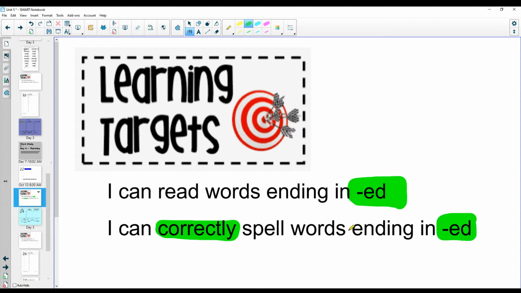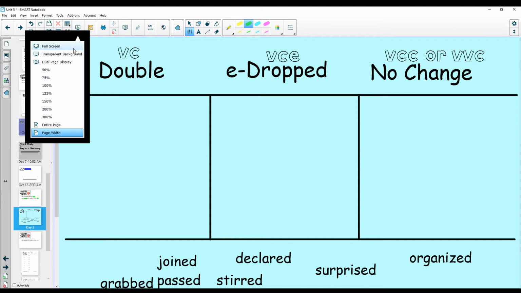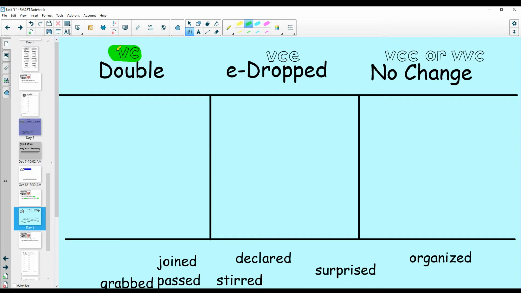So we're going to look at a list of words today and sort them by their base word rules. All right, so let's do that. Here we have VC words. When we have VC words, we know that it's a double. When we have a bossy E at the end of the base word, we drop the E and add ED. And when we have VCC or vowel, vowel, consonant, I always remember 2 consonants or 2 vowels, then there's no change. We just add ED.